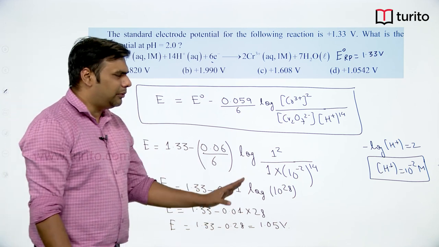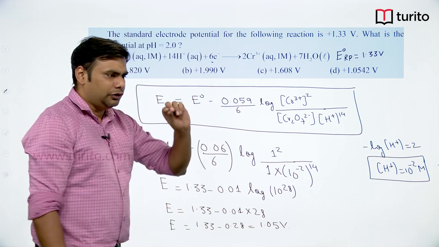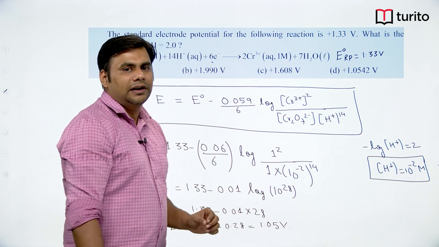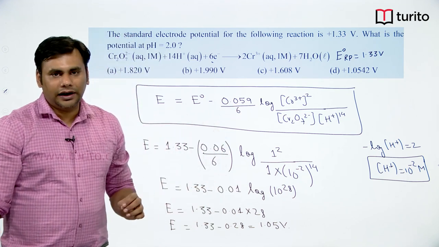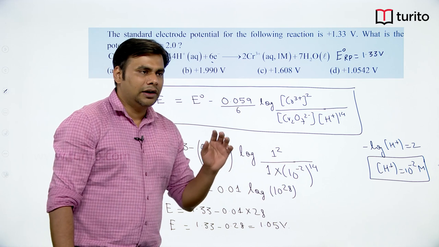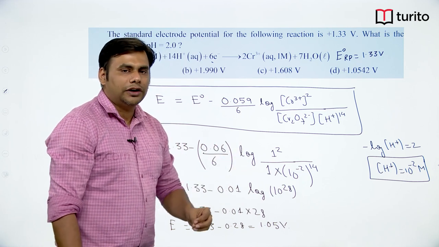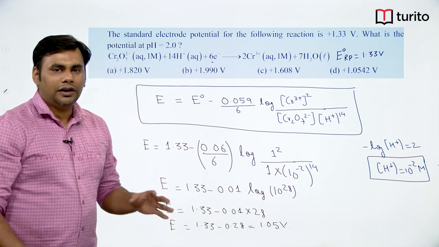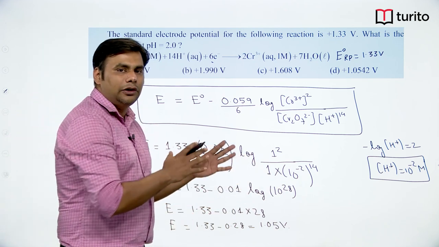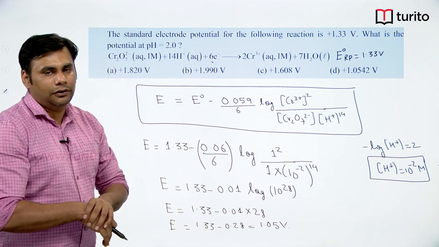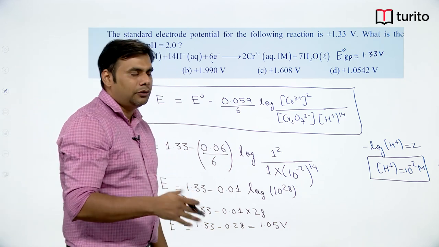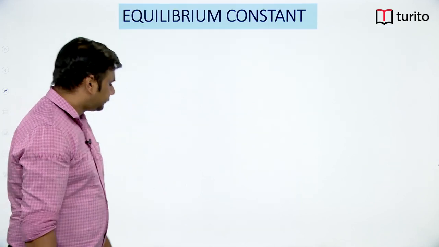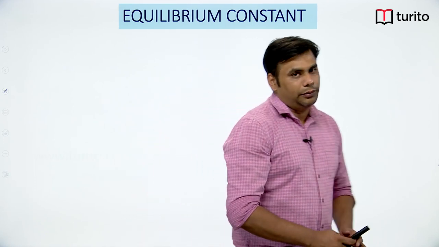So, this is just the basic application of the Nernst equation. You should first understand how a cell is operating, what the basic requirements are, what standard electrode potential is, what electrode potential is, what reduction potential means, what oxidation potential means, what the Nernst equation is, how you find E naught cell, and how Gibbs free energy is related to the EMF of the cell. These are the basic points that you should know before we build on to higher level problem solving. Now, let us discuss equilibrium constant.